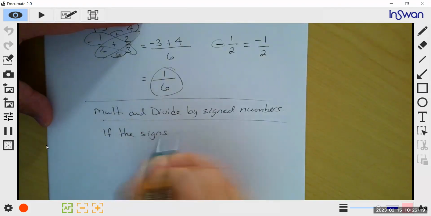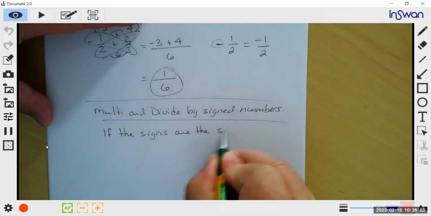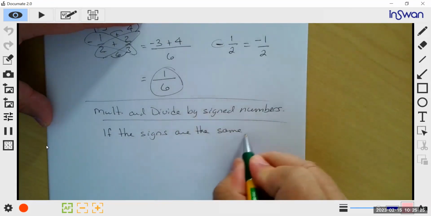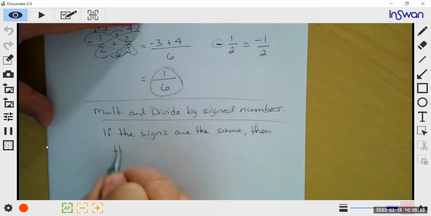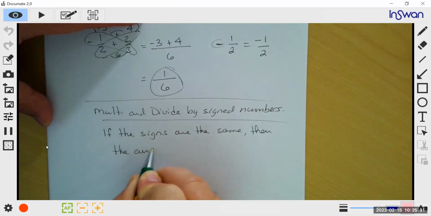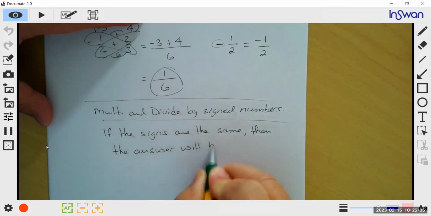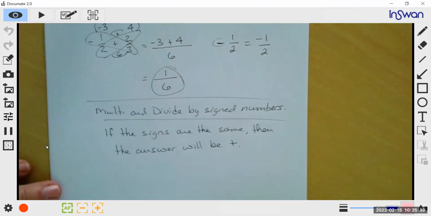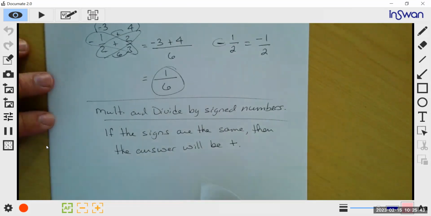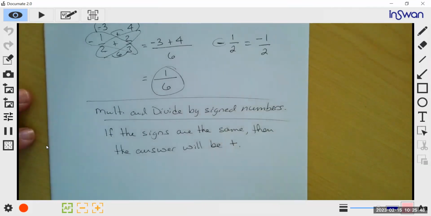If the signs are the same, then the answer will be positive. This is whether you're multiplying or dividing, it doesn't matter. If the signs are the same, then the answer is going to be positive.